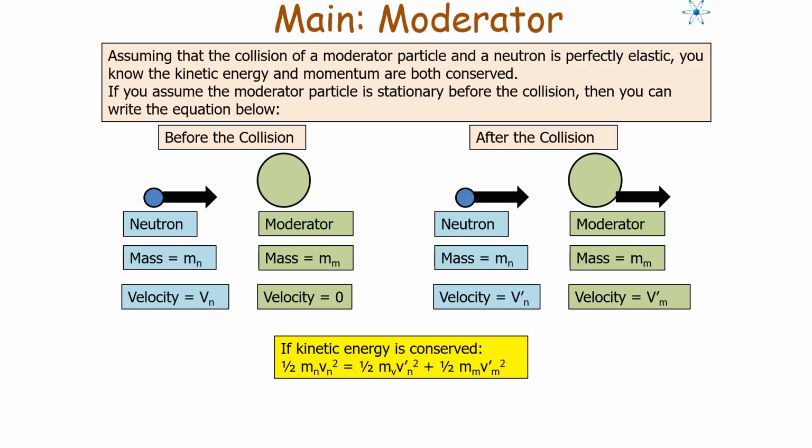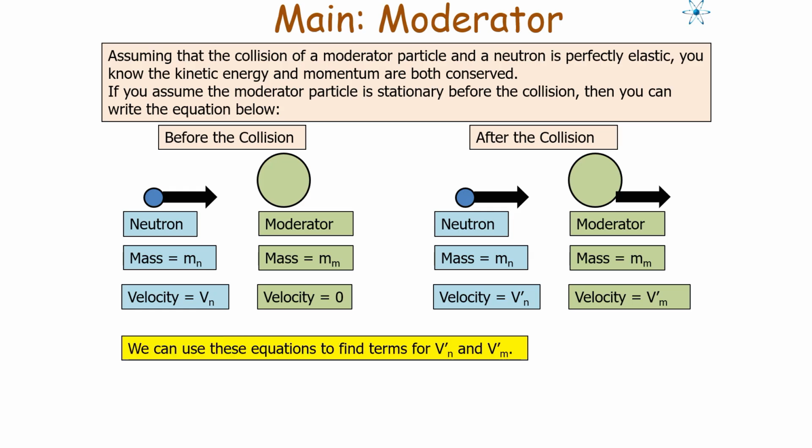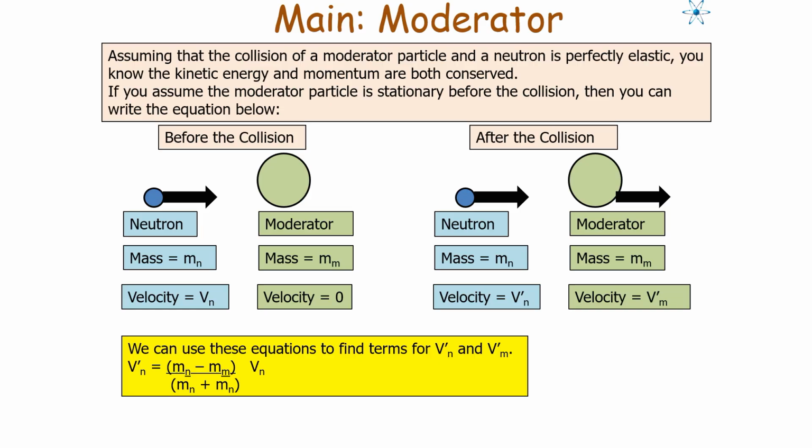after the collision. Now with these two equations, we can find terms for the velocity of the neutron after the collision and the velocity of the moderator after the collision. So if we sub in our terms, we can see that this on the screen is the following equation for the neutron after the collision in terms of its velocity before the collision. And by that same logic, we can also find the velocity of the moderator after the collision in terms of the velocity of the neutron before it.